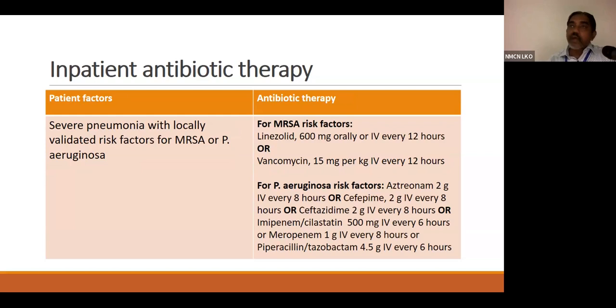Now, for patients who have validated risk factors for Pseudomonas or MRSA, apart from broad spectrum cover, which has been listed in the previous table, linezolid or vancomycin can be added in appropriate doses. And in patients who have risk factors for Pseudomonas, aztreonam, or cephalosporins which have anti-pseudomonal activity, which can be cefepime, ceftazidime, or cefoperazone sulbactam, or piperacillin tazobactam, or carbapenems like imipenem or meropenem should be used.